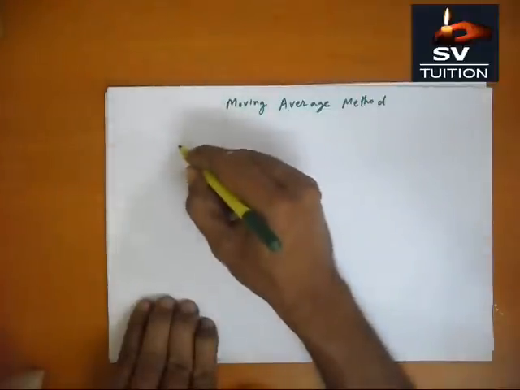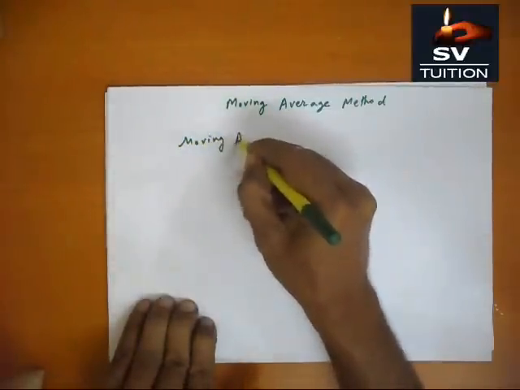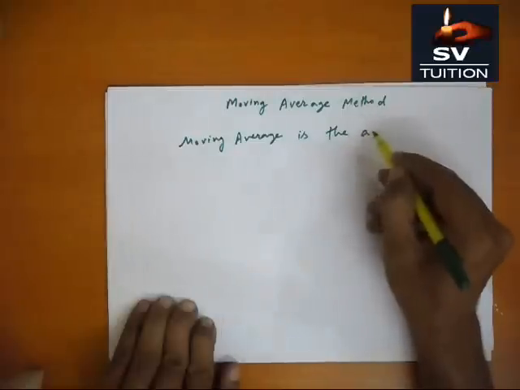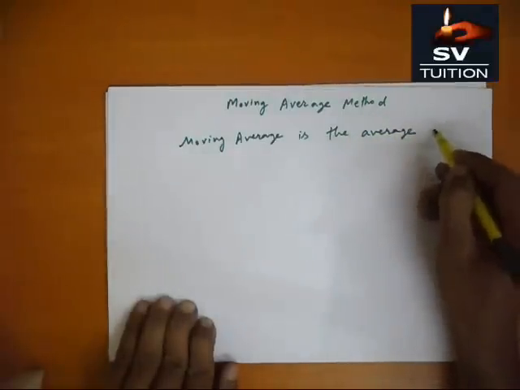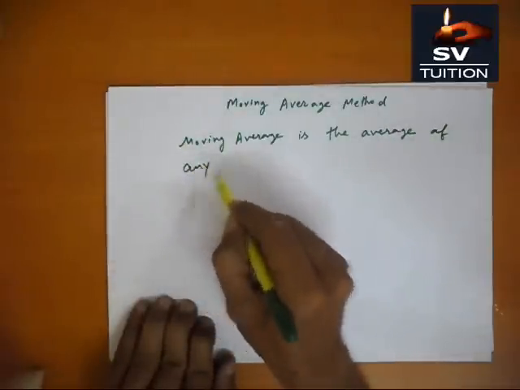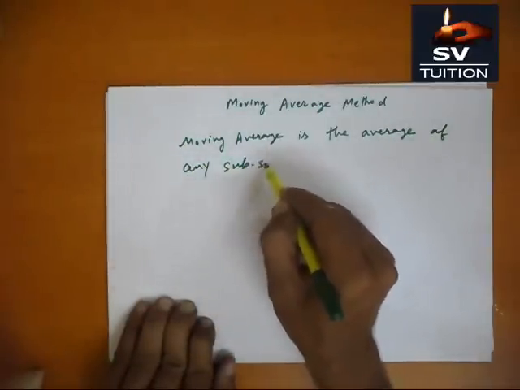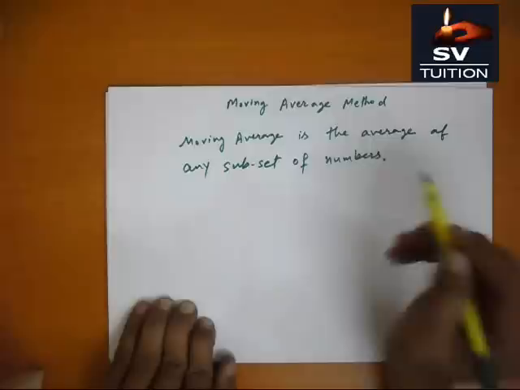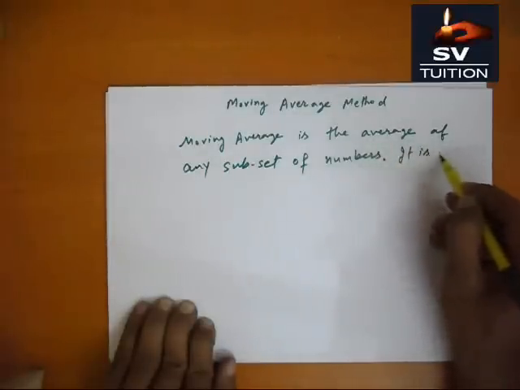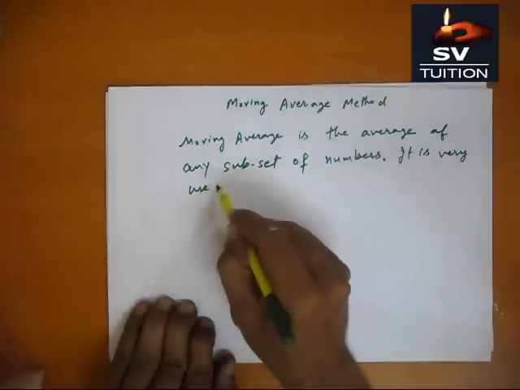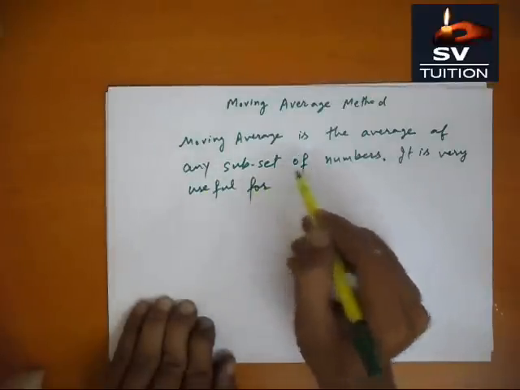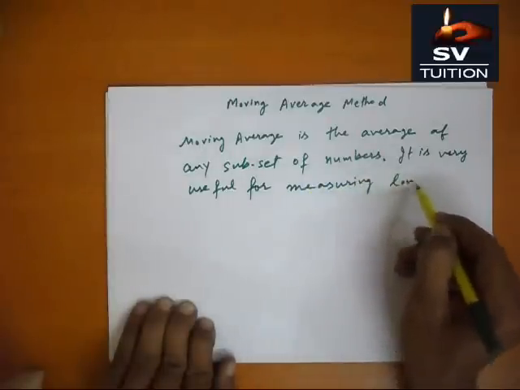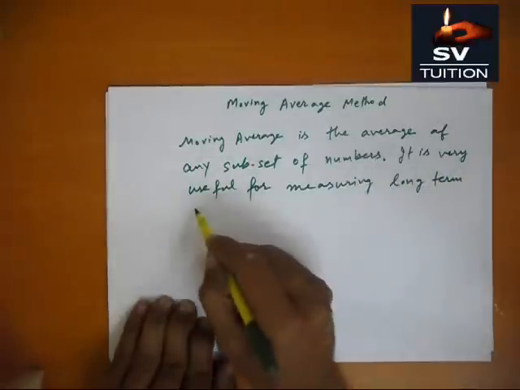Moving average is the average of any subset of numbers. It is very useful for measuring long-term trend.